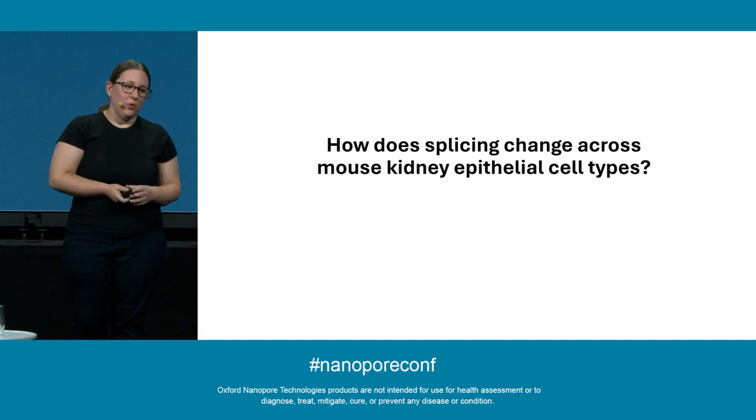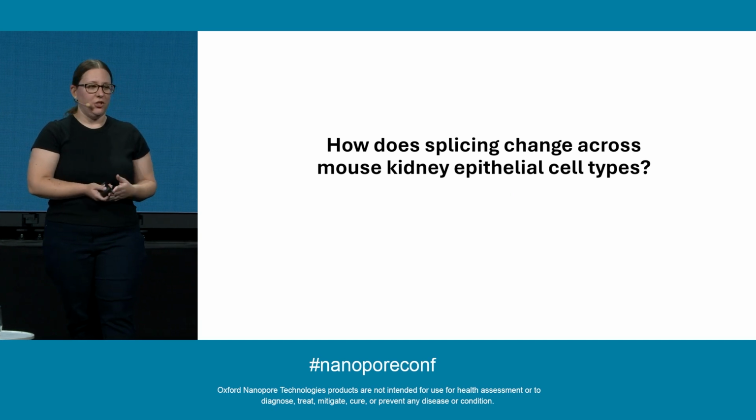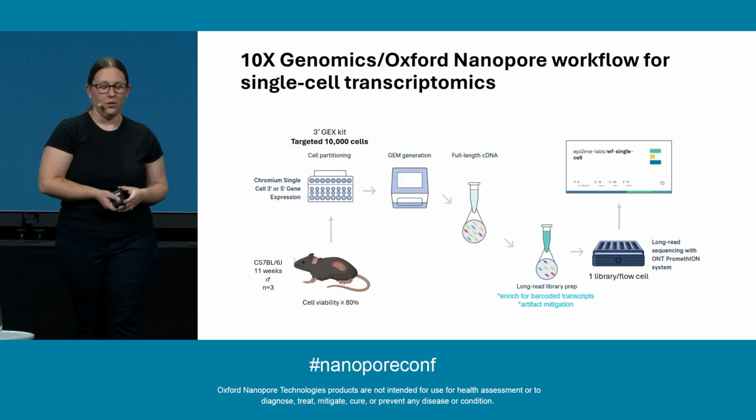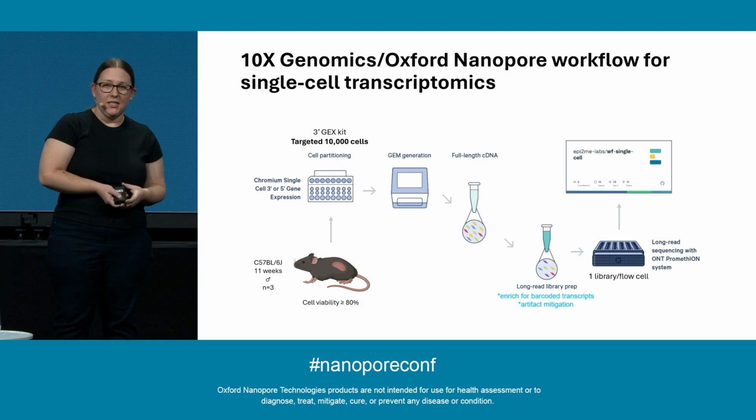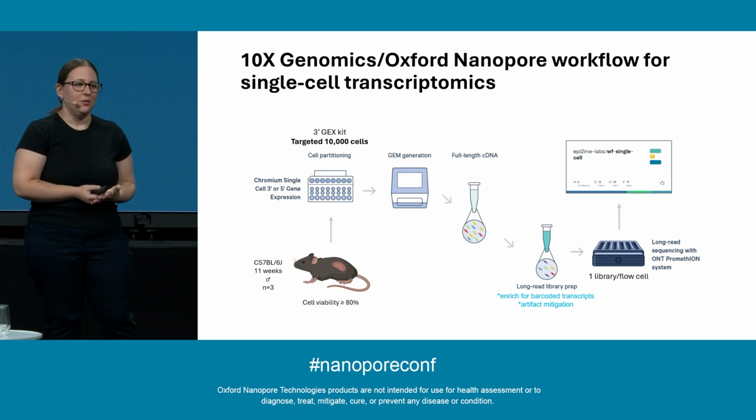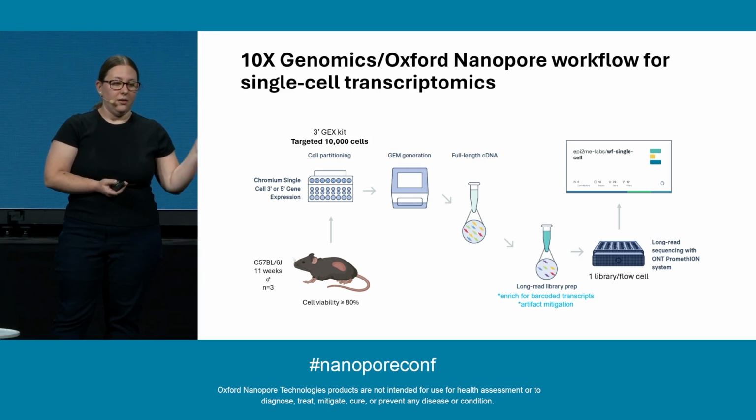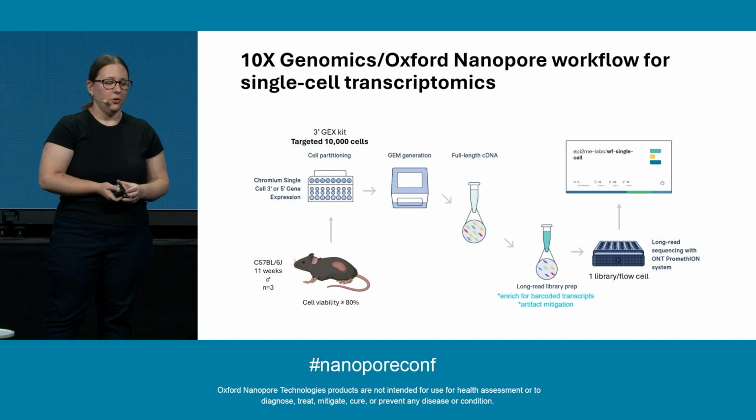The next question we wanted to know was, how does splicing change across mouse kidney epithelial cell types? And the perfect way to assess this is by using single-cell long-read sequencing. And so we used the 10x Genomics platform to do our single-cell, and then Nanopore has a part of this workflow. So we start with our cells.